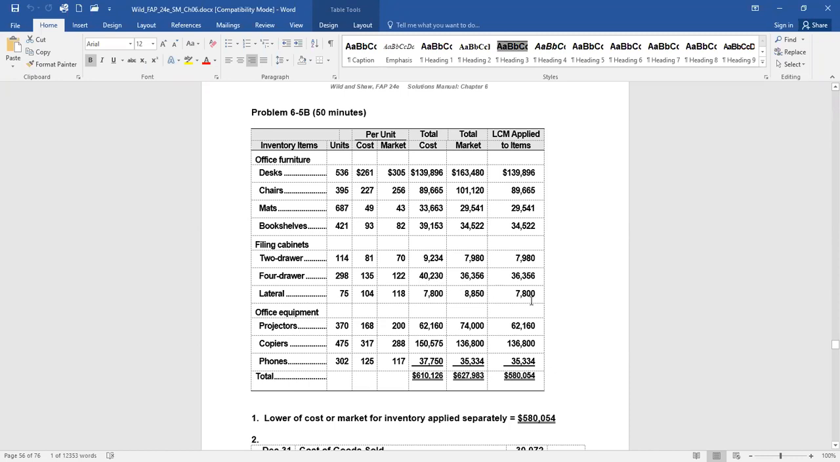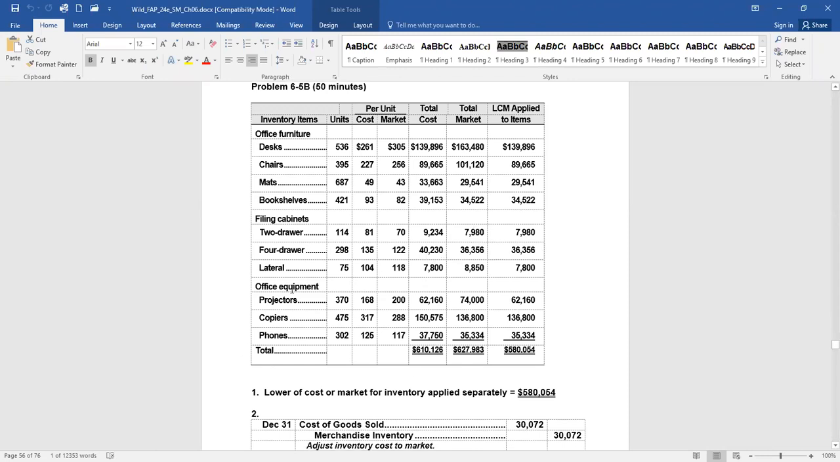Now remember, what's normally in inventory? The cost, right? Office equipment, our projectors, cost was lower, so that's the value that should be in ending inventory. In the copiers, though, the market value is lower, so that should be the value in ending inventory. And then our phones, same deal.